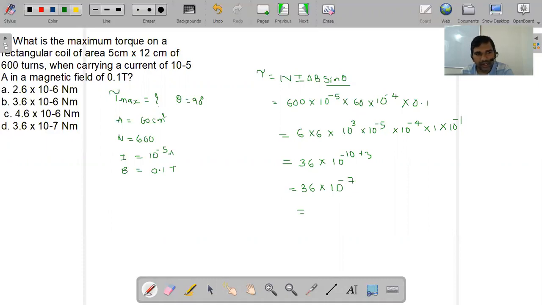This we can write as 3.6 into 10 power minus 6 also. So this is your answer. So that is option B, 3.6 into 10 power minus 6.